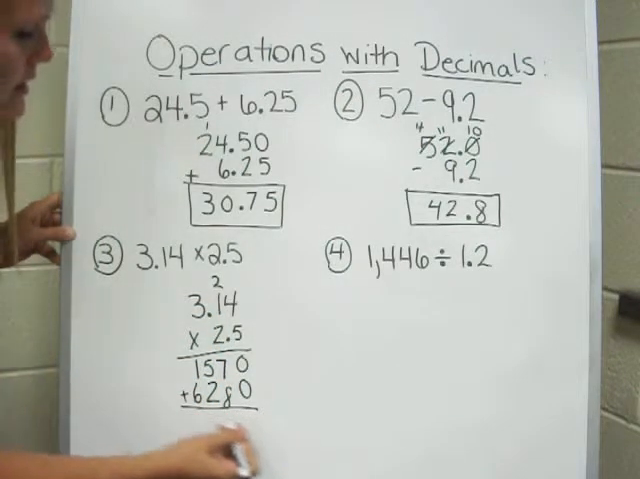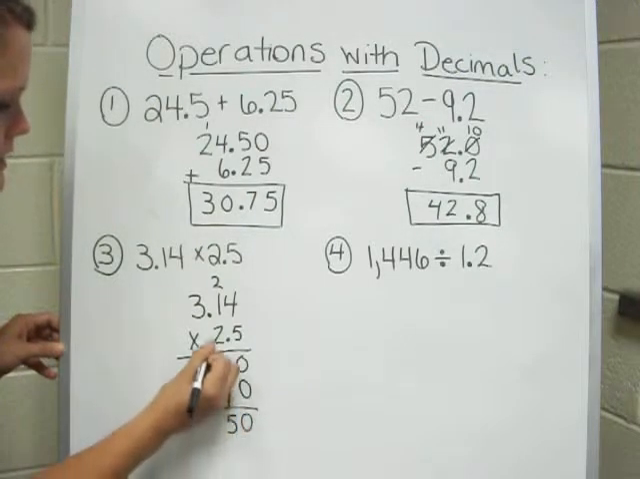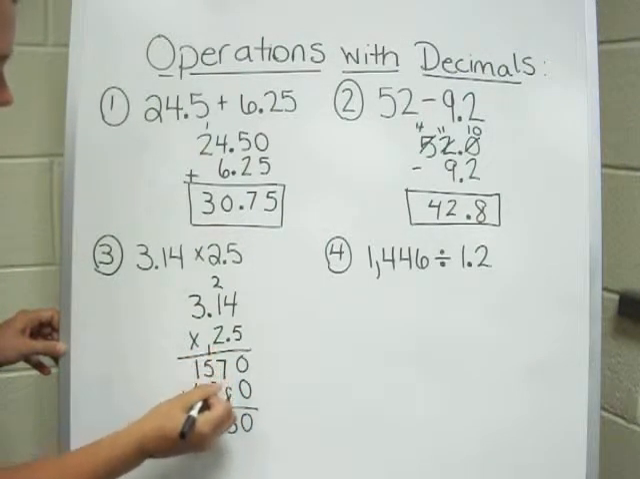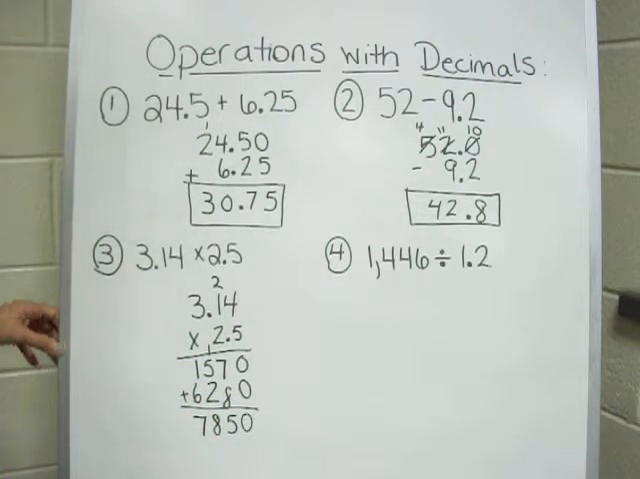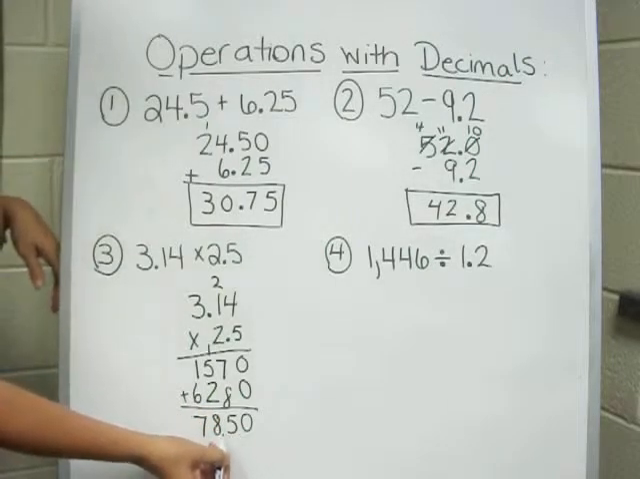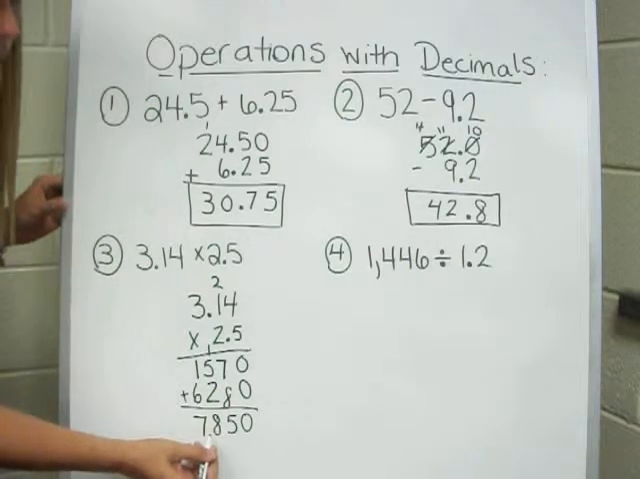We add this. 7 plus 8 is 15. 5, 6, 7, 8. 6 plus 1 is 7. And we said our answer should be close to 9. So then we can decide where to put the decimal to make sure that it's close to 9. Well, the closest we can get our answer to 9 would be to put it here.